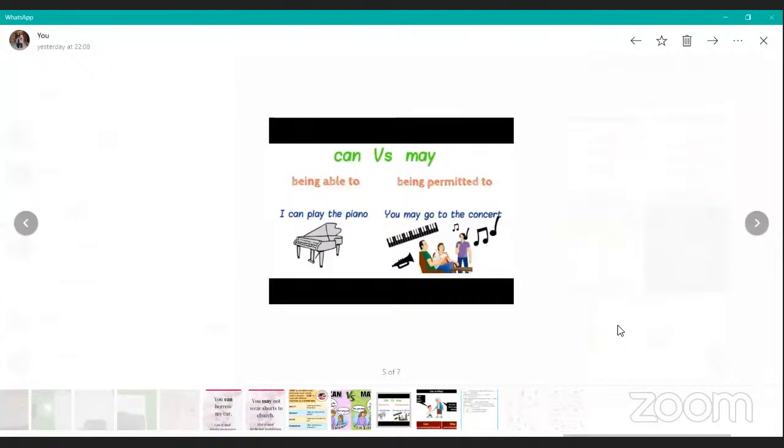Being able to, that is, you can do something. Now, as we talked at the beginning, can is used to show our ability. Then being permitted to do, we use may. You may go to the concert. You have permission to go to the concert. You may go outside and play after this lesson. You may play in the afternoon.